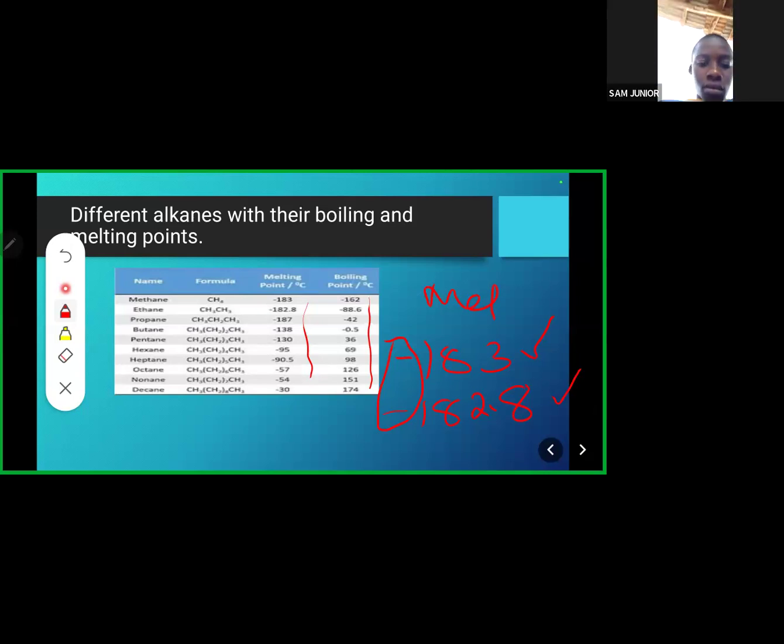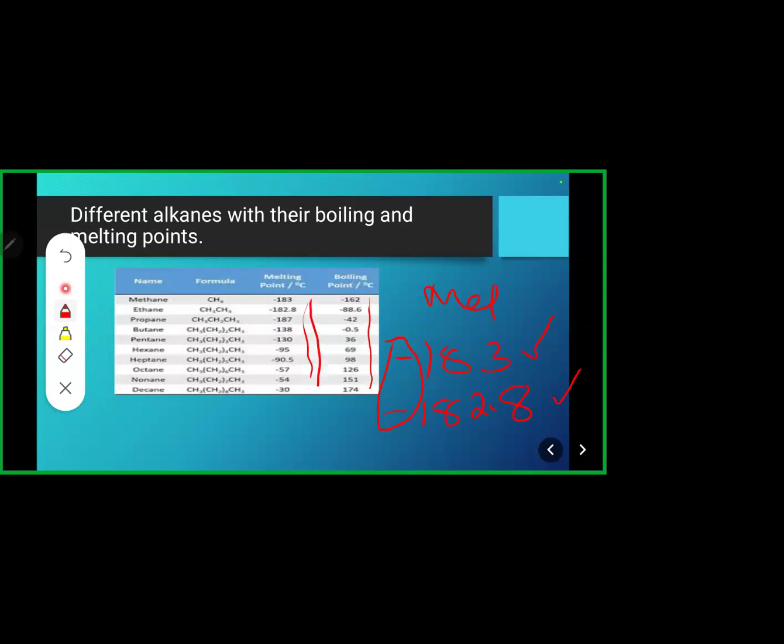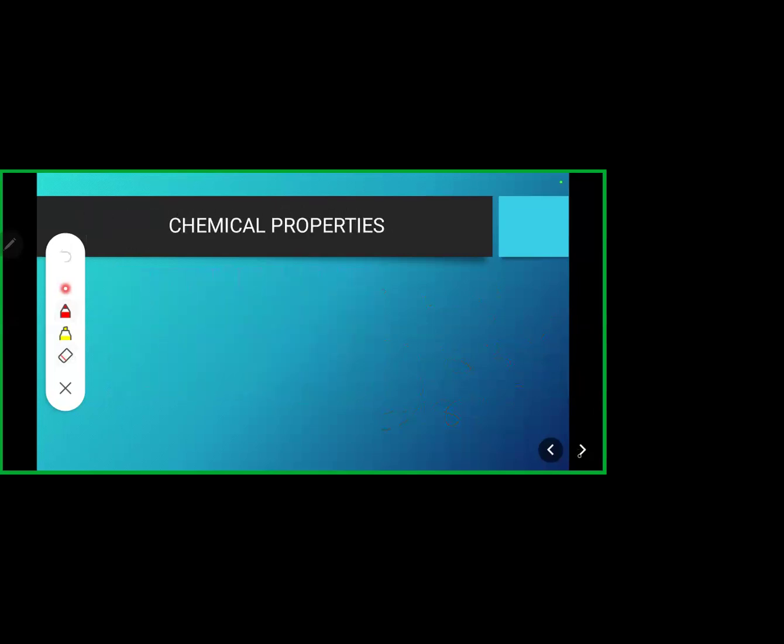So I was saying, when you look at the melting and boiling points, you notice that there is a general increase in the melting point values and there is a general increase in the boiling point values. Okay, so I think I sent that slide as well on the group for those that are on that group.